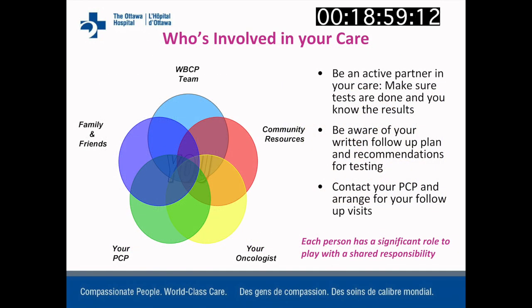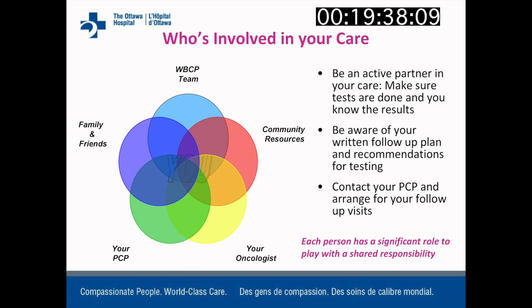So who is involved in your survivorship care? Well, looking at this visual diagram, at the top is the Wellness Beyond Cancer program team. Perhaps you've already spoken with one of the clerical team members on the phone. Also, at the time of discharge and care plan review, you'll meet one of the nurses. The nurse practitioners will follow you throughout, if you've been referred to the nurse practitioner stream, until it's time to be discharged to your primary care provider. The community resources are what I've mentioned that are available in the community that we can link you up with to help best meet your individual needs.